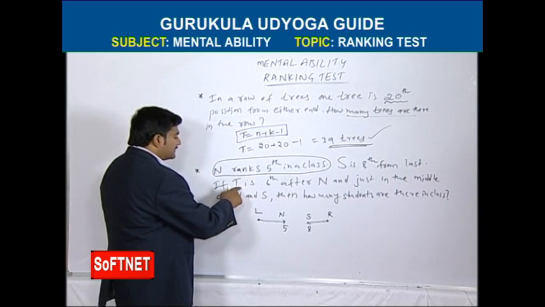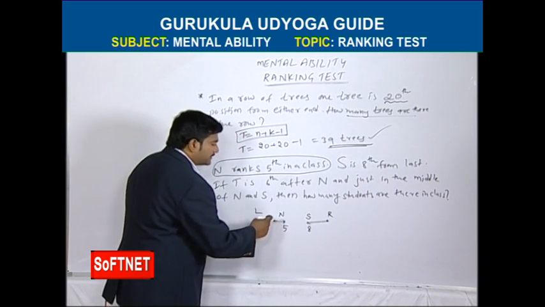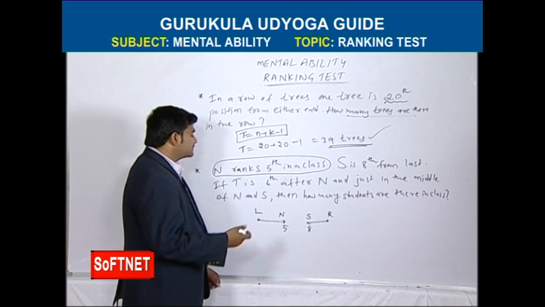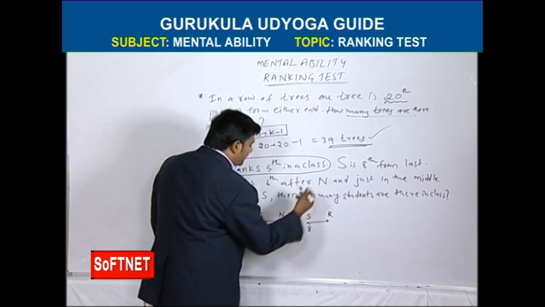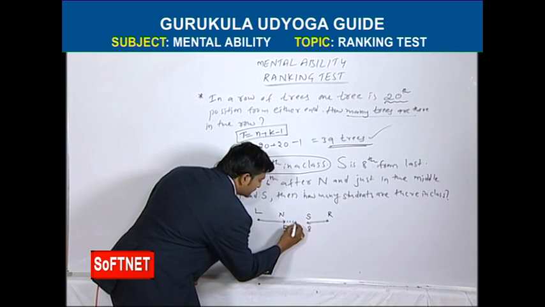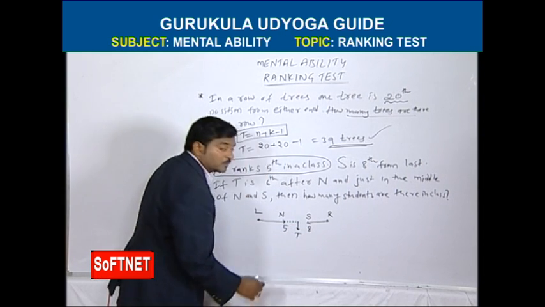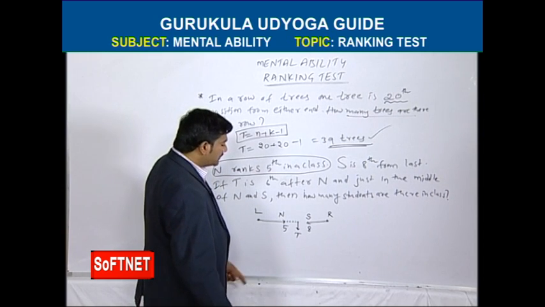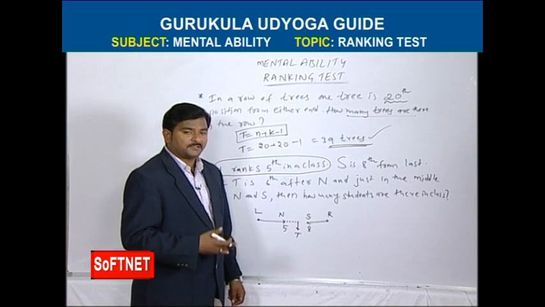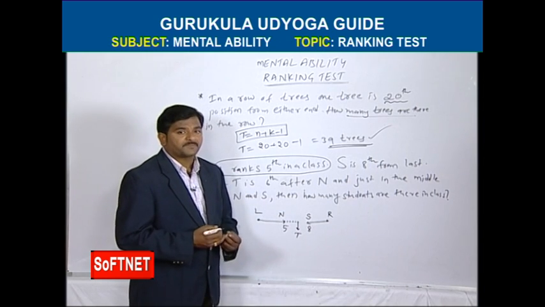One more thing given: T is 6th after N. After N, T is at the 6th position. If T is 6th after N, then first position, second position, third position, 5th position, 6th position. So this 6th position is whose position? T's position, because he only mentioned T is 6th after N. After N, T is at the 6th position.